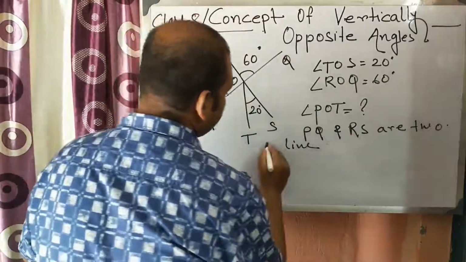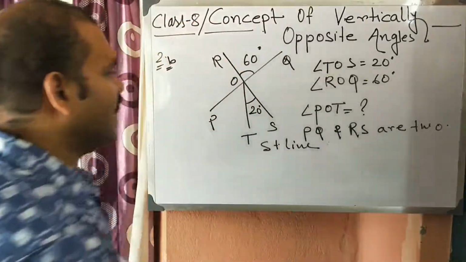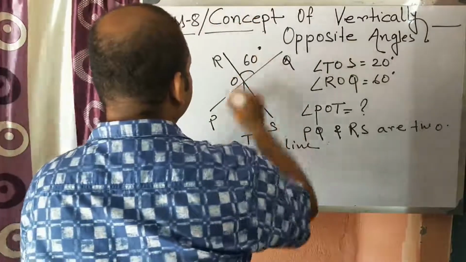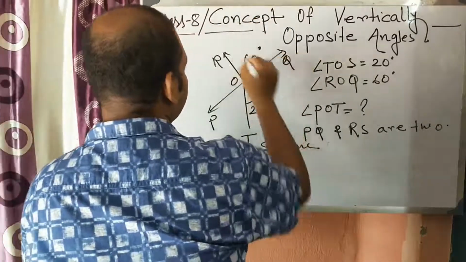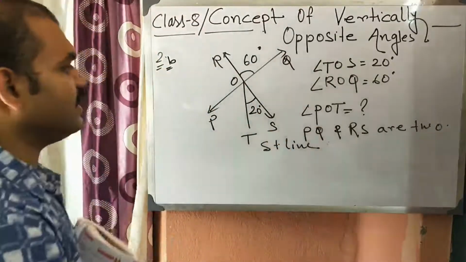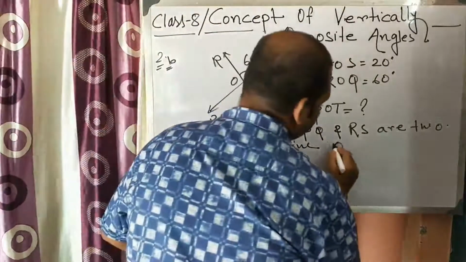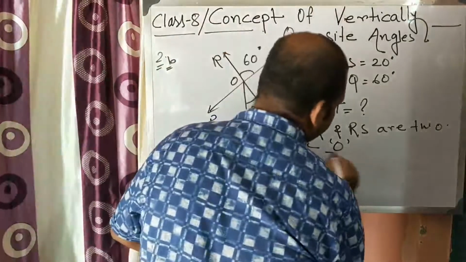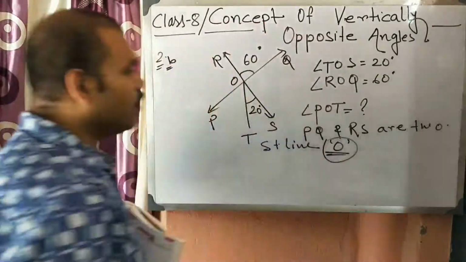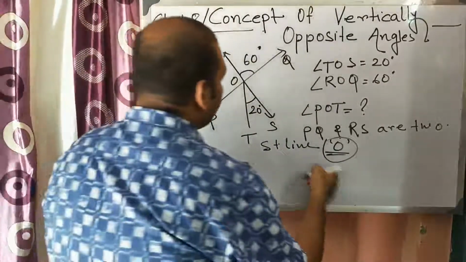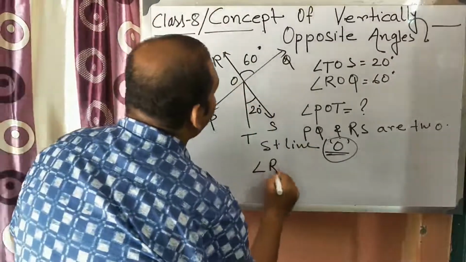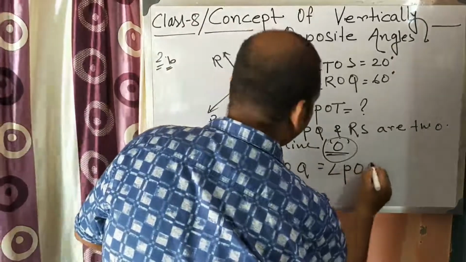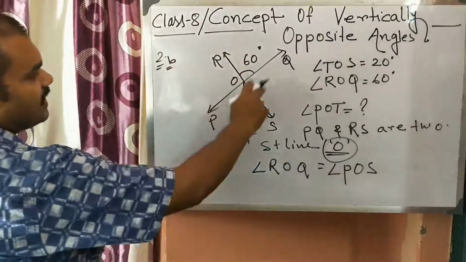Two straight lines. Okay, so these are the two straight lines which intersect at point O. So angle ROQ is equal to angle POS, because they are vertically opposite angles.